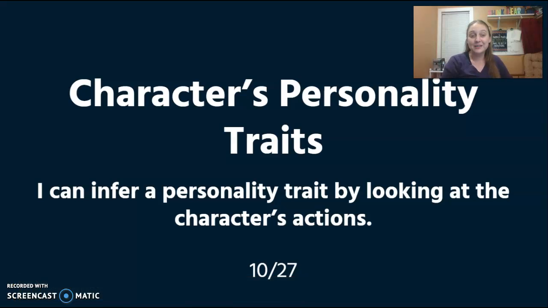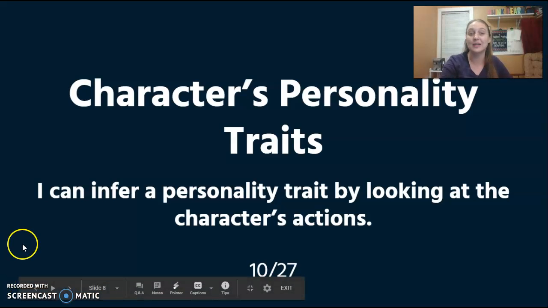In today's reading lesson, we're going to continue looking at our characters' personality traits, and we're going to find evidence to support our thinking when we describe them using a certain trait. We want to find evidence today focusing on their actions. What do they do in the story that lets us know that that is a great personality trait for that character?